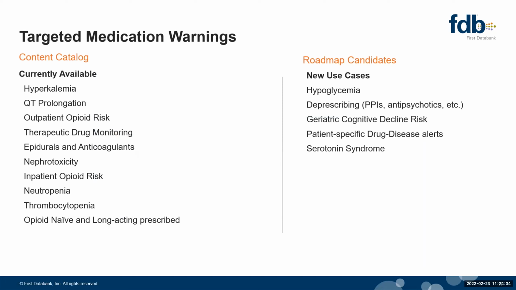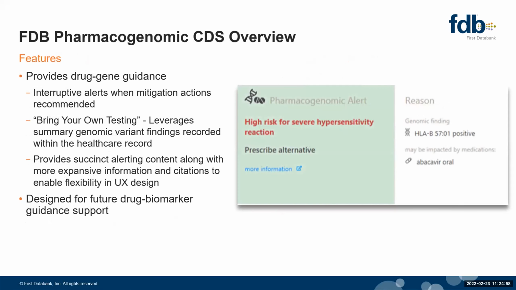I mentioned hyperkalemia, QT prolongation. We have content around opioid risk and others that we continue to work through. And then what we're working on now is digging in more with some other patient condition driven alerts and ways that we can help score and identify risk, where it requires more than a binary view of the drug regimen. I mentioned the pharmacogenomics CDS as part of this because it is effectively a lab-driven alert as well and important in appropriate medication prescribing.